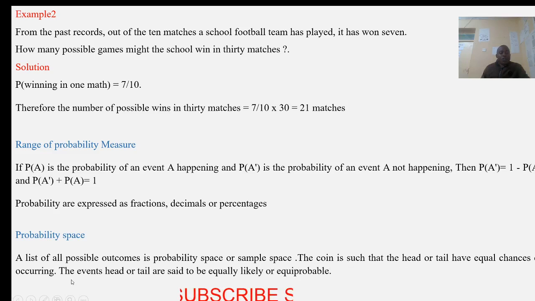The coin is such that the head or a tail have equal chances of occurring. You realize that for a coin, when you throw it up, all of them have equal chances of occurring. The events head or tail are said to be equally likely or equiprobable. They are said to be equiprobable, meaning that they are equally likely to happen. A head is equally likely to occur, or a tail is likely to occur, when you toss the coin.